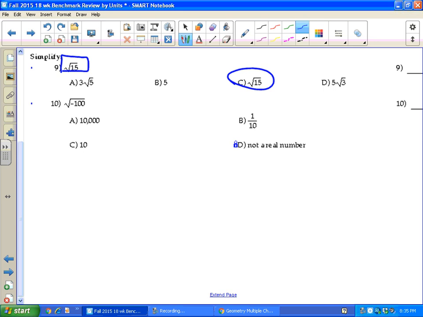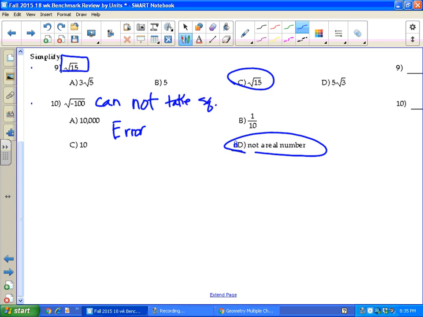10 is also a little bit of a trick. Can you take the square root of a negative? Guess what? Cannot take square root of a negative. If you do it, your calculator will give you a big error. You cannot take the square root of a negative. There is no number times itself twice that will end up with a negative answer.